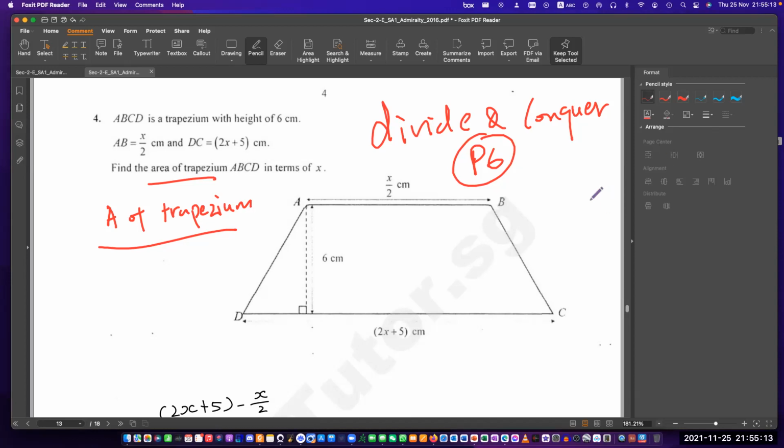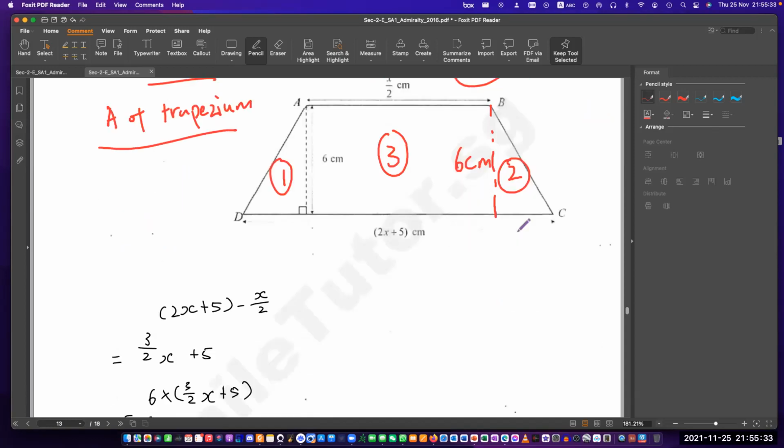So you just need to divide this into, this is a triangle, and you can also divide it again. So this is a second triangle. This is the height 6 cm, right? Then this is your third shape, which is a rectangle. So can you see that the trapezium, what I have done, I have split the trapezium into one triangle, one rectangle, and another triangle. So your job is to find out the area of this triangle, area of this rectangle, area of this triangle. So does it make sense? Divide and conquer.